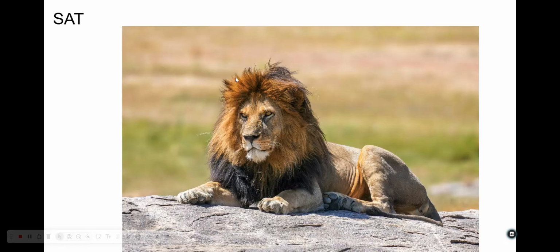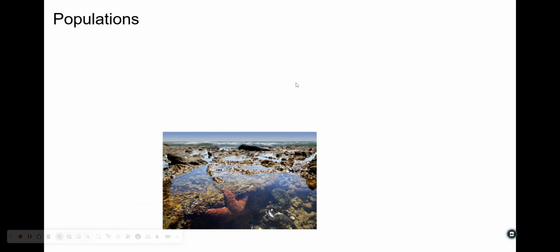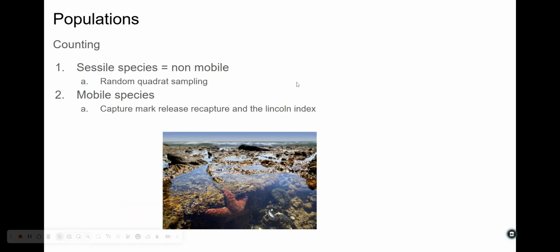Okay, C41. What is this SAT? So we must be talking about a population: same species, same area, same time. And so populations, we can count populations. There are 2 methods for counting populations. For sessile or non-mobile species, we use random quadrat sampling. And for mobile species, we use capture, mark, release, recapture, just like it sounds, and then the Lincoln index.